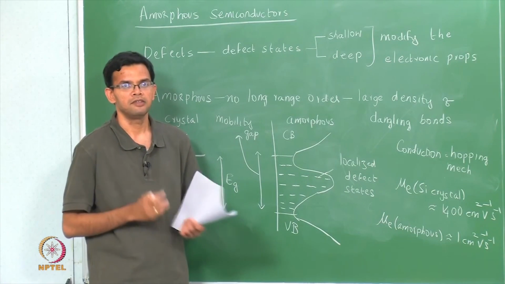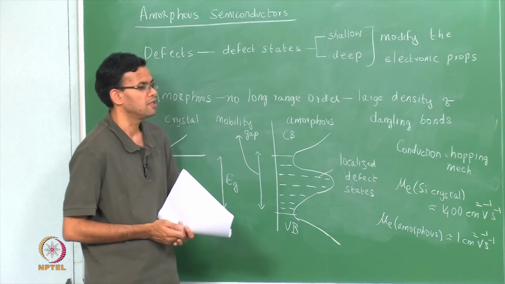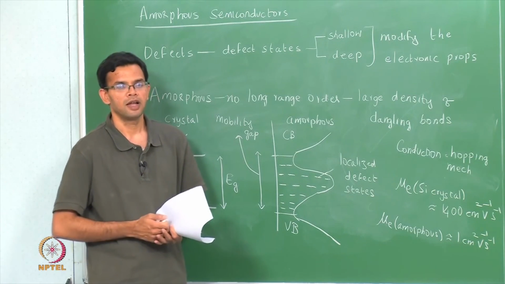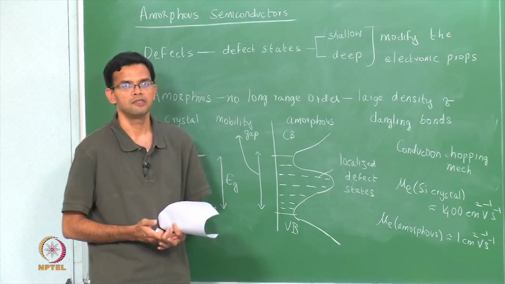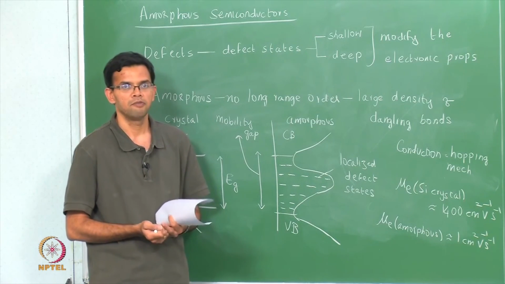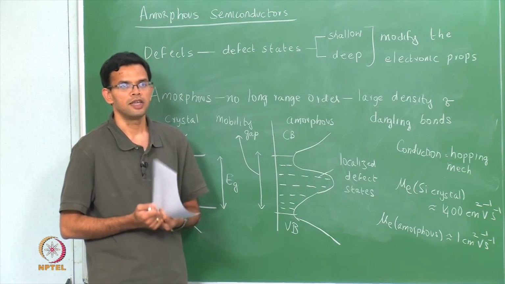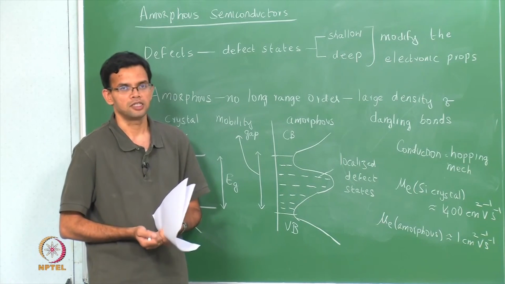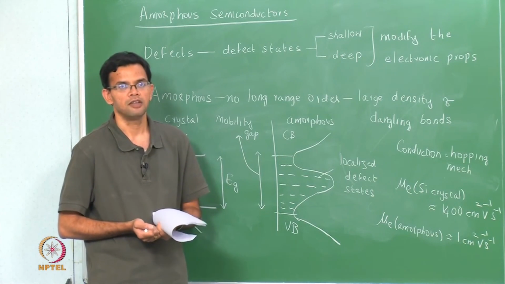So, we have looked at intrinsic and extrinsic semiconductors. Next we will look at devices, and in devices we will have to form junctions between these materials. So, the next thing we will do is to look at junctions, and that we will look at starting from next class.